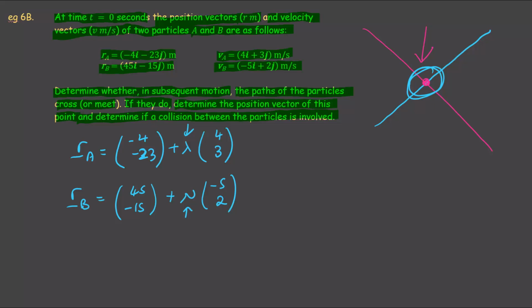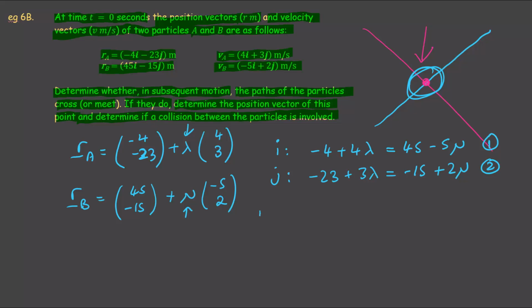So, if I look at the i component, we have negative 4 plus 4 lambda, and that's going to be equal to 45 take away 5 mu. If we look at the j components, we've got negative 23 plus 3 lambda, and that's going to be equal to negative 15 plus 2 mu. And I've just noticed a mistake: in the j component, this one is actually 45, not 15. So we want to eliminate lambda or mu.